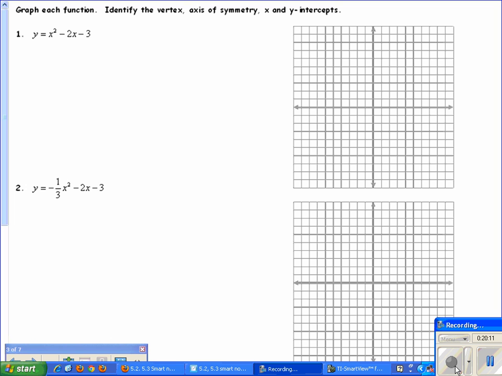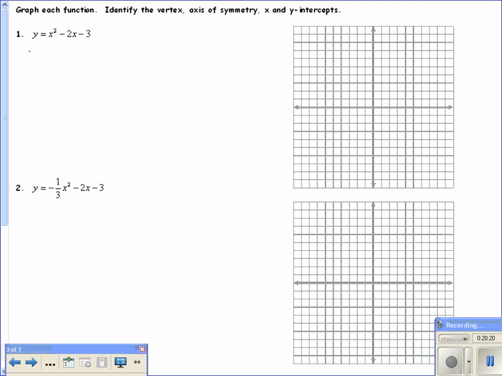So let's go ahead and do this next graph together, and then you guys are going to do number 3 on your own to finish up your homework. Again, the first thing I want to do is write down my a, b, and c values. a is with my quadratic term, which is 1. b is -2, and c is -3.